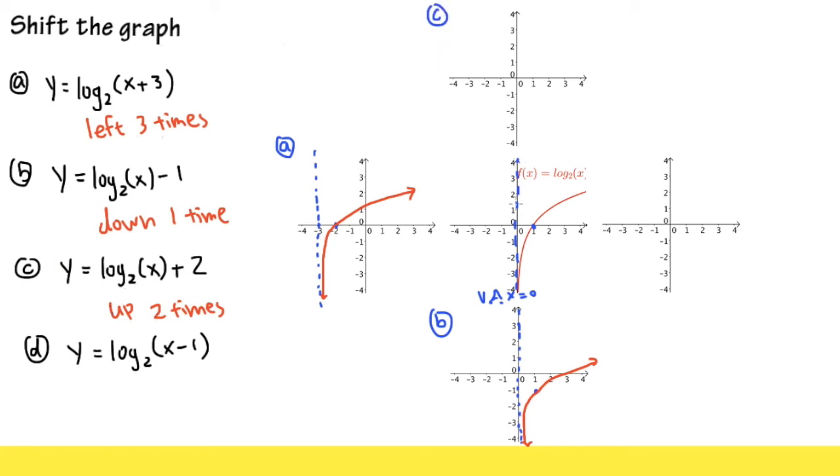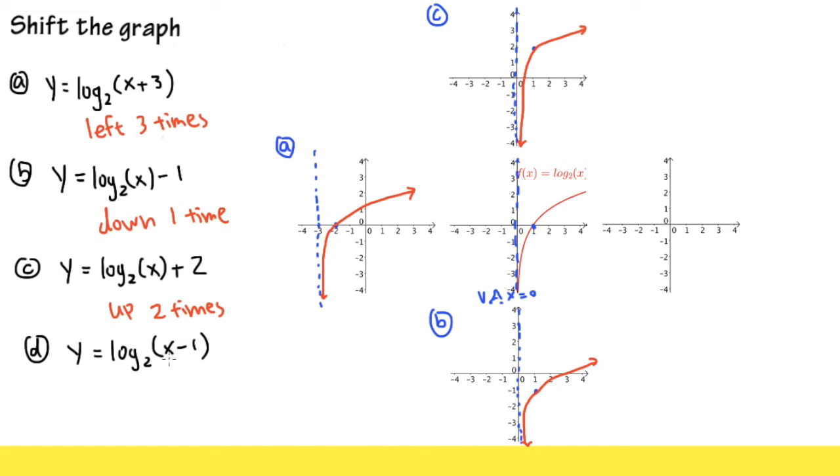Just going up, so we don't move the vertical asymptote left or right. So we just keep it as what it is, still at the y-axis. And then this point is going to go up 2 times as well. So we will have (1, 2), that will be right here. And we make the graph. Keep in mind we have to pass this point, and then we have the vertical asymptote. So we must have a graph that looks like this.